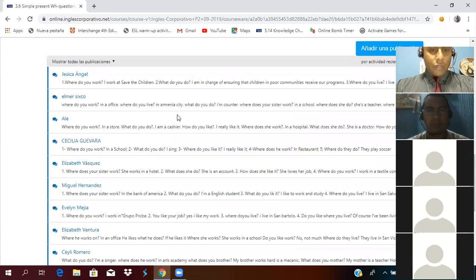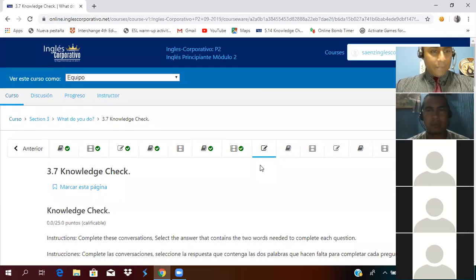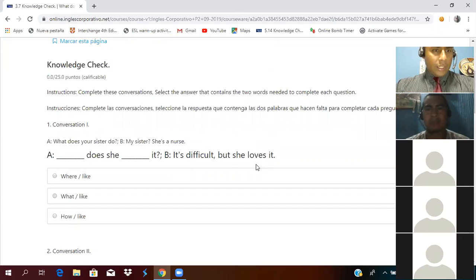Now, what we're going to do is look at the following activity. Knowledge check. Instructions. Complete these conversations. Select the answer that contains the two words needed to complete each question.